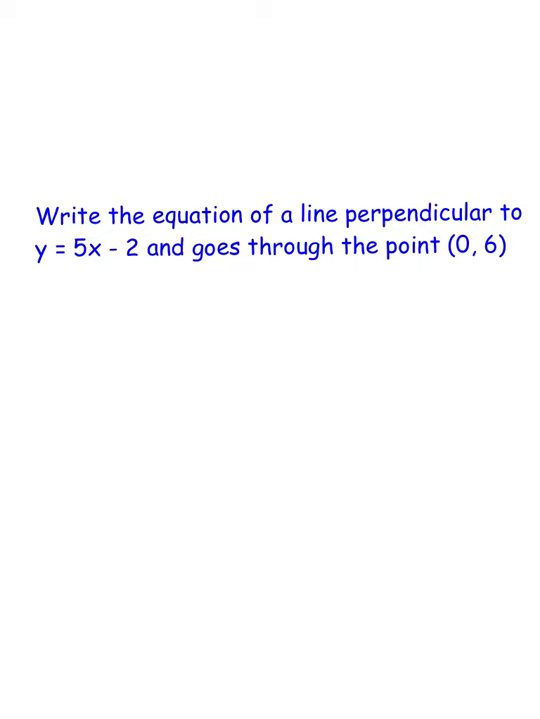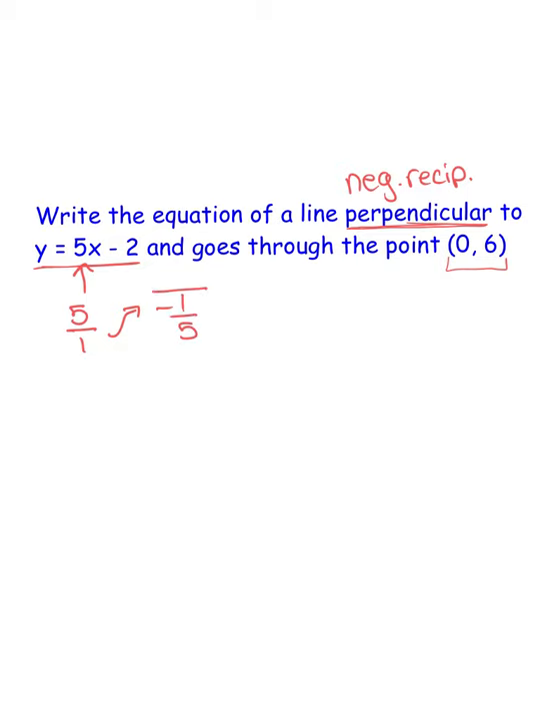If I want to write an equation of a line that is perpendicular to this given line, and it goes through this point. First thing, when I see perpendicular, I think negative reciprocal slope. So if I look at my slope here, it's 5. I'm going to take 5 over 1, flip it and make it negative. So my slope is going to be negative 1/5.